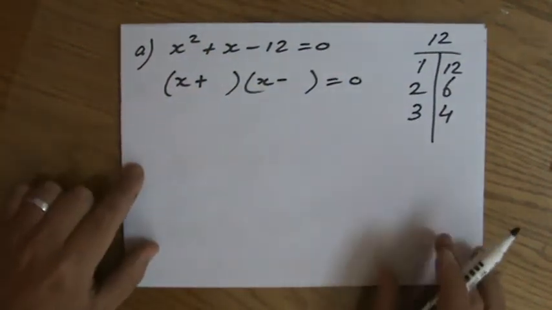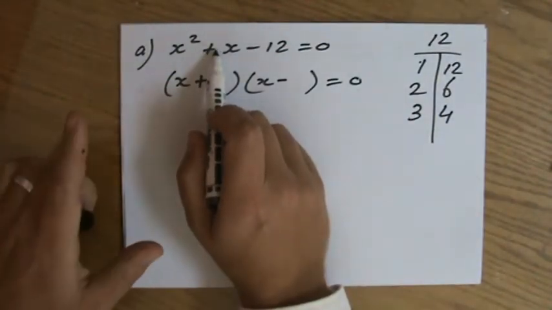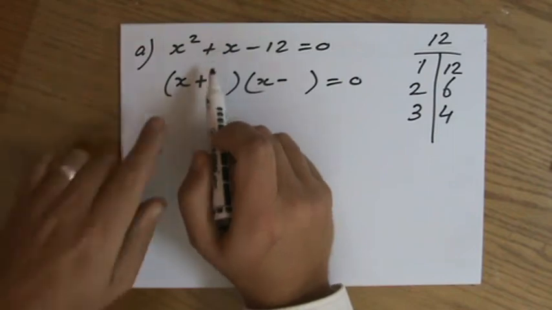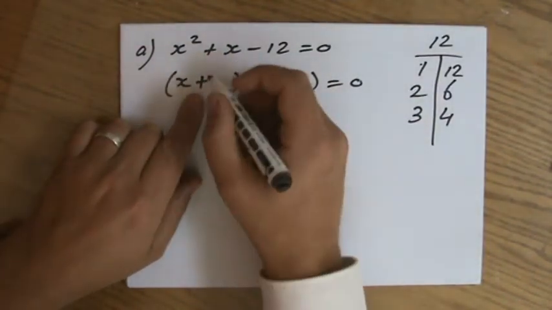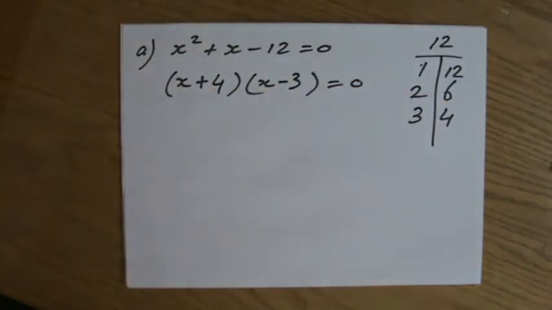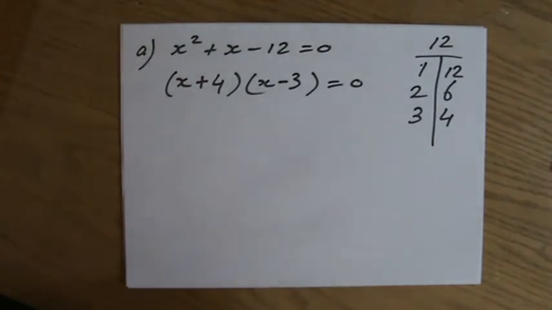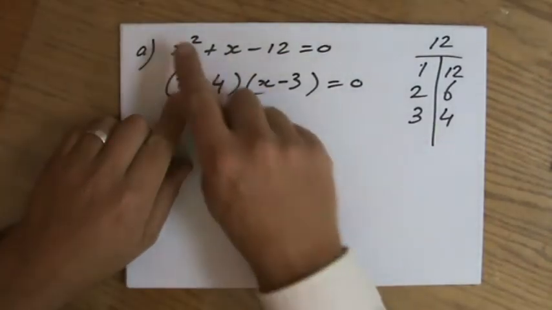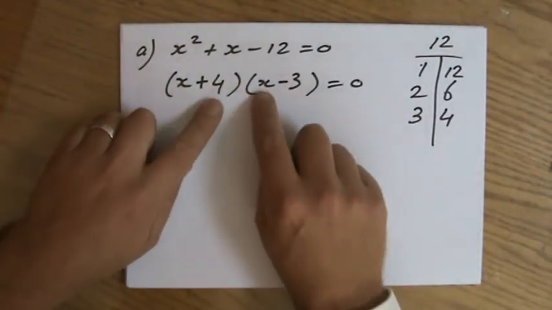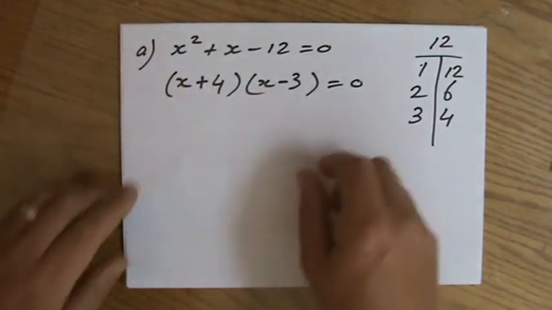Now be careful. Considering my addition is positive, because it's a positive 1, that means that the larger number needs to be the positive and the smaller number the negative. Many small mistakes are made with this, so I always check myself. x squared minus 3x plus 4x is indeed 1x. 4 times minus 3 is minus 12.